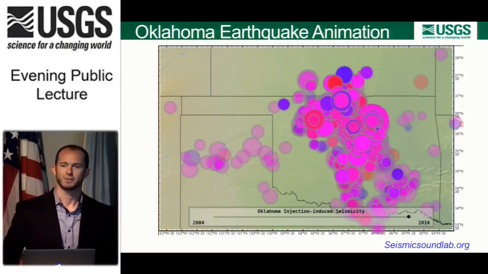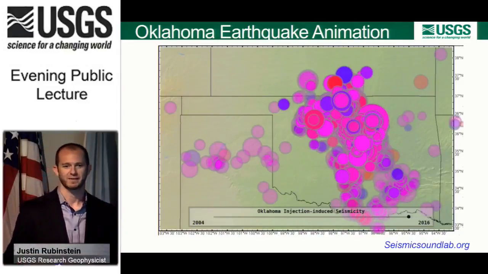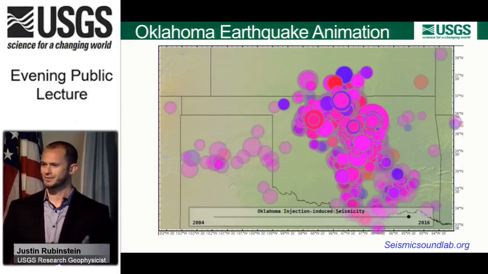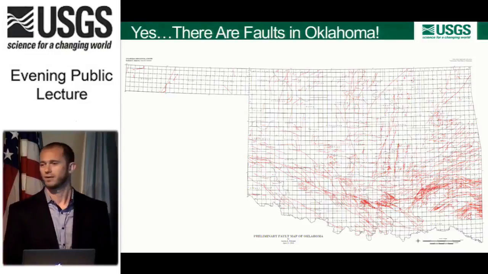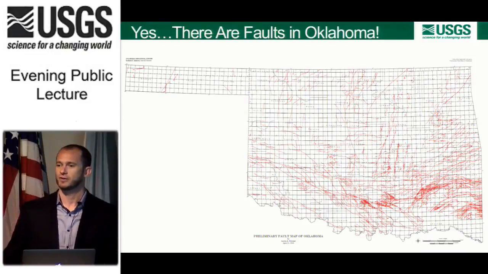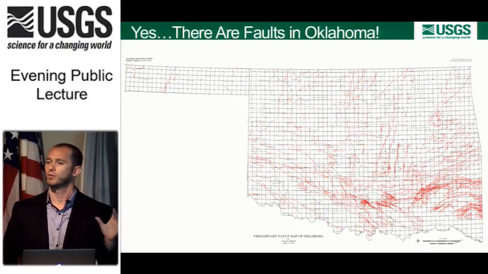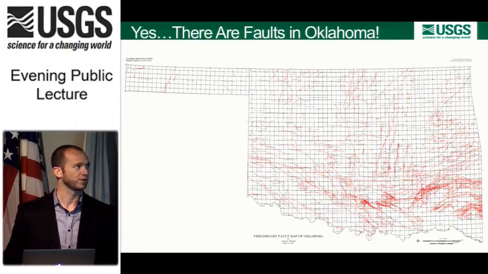Now, you may be saying to me, Justin, you have all these earthquakes, but Oklahoma didn't have earthquakes in the past. How is it that they're having earthquakes? There's no faults there. Well, actually, there are a whole lot of faults in Oklahoma. So what we're looking at is a map of faults in Oklahoma that was produced by the Oklahoma Geological Survey, and they worked in collaboration with a whole lot of industry collaborators to put this map together.